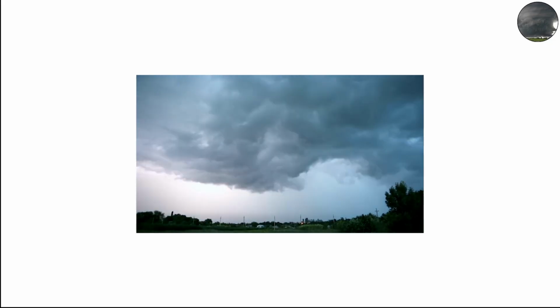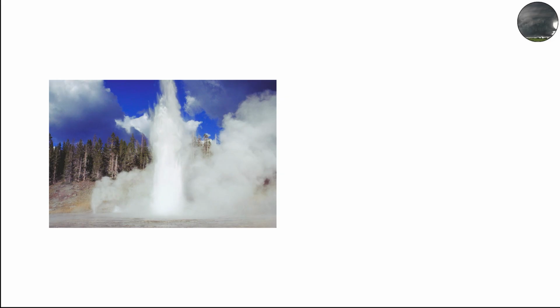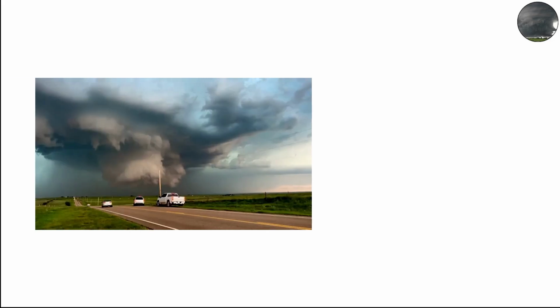Funnel cloud formation. As the rotation strengthens near the base of the storm, pressure in the center of the spinning column drops. The lower pressure allows water vapor in the air to condense, creating a visible funnel cloud that extends downward from the base of the storm.